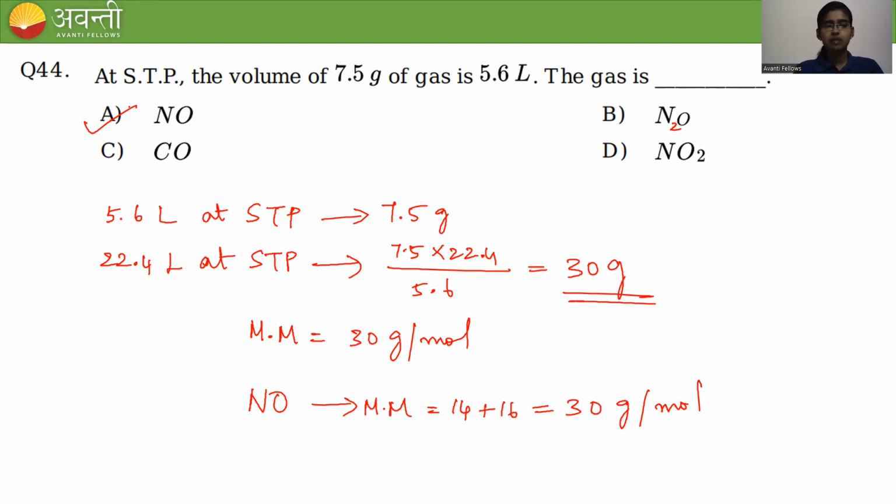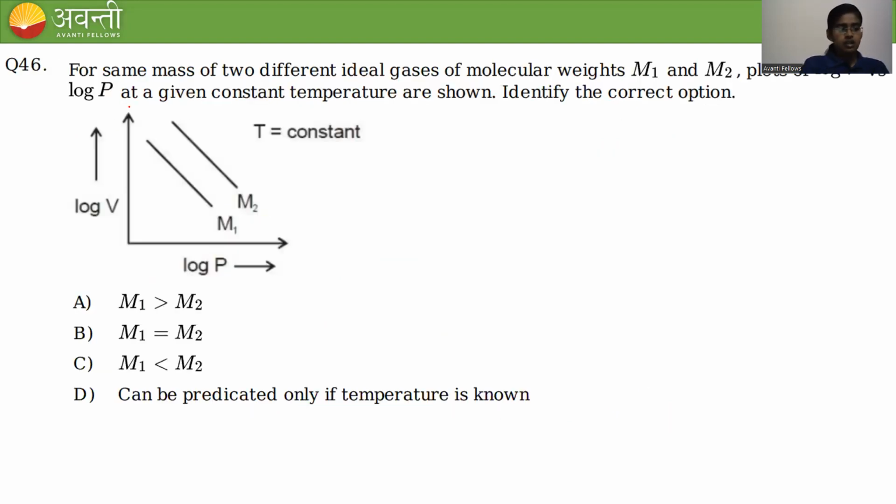Then coming to question number 46. For the same mass of two different ideal gases of molecular weights M1 and M2, plots of log V versus log P at a given constant temperature are shown. Identify the correct option. So we have to find out the correct relation from the given information.